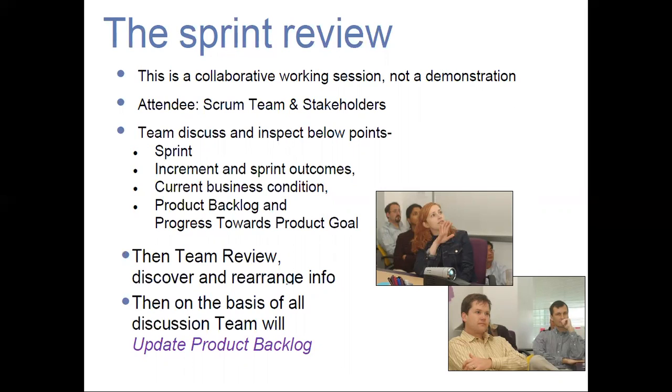So in this meeting, the team discusses and inspects the following points. The team discusses the sprint increment and sprint outcomes, current business conditions, product backlog, and progress towards the product goal. Then the team reviews, discovers, and rearranges the information. Then on the basis of all the discussion, the team will update the product backlog.